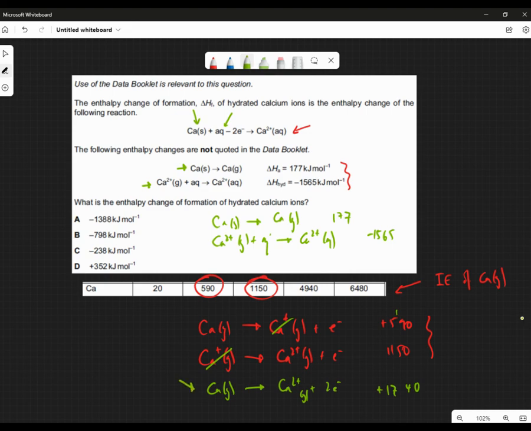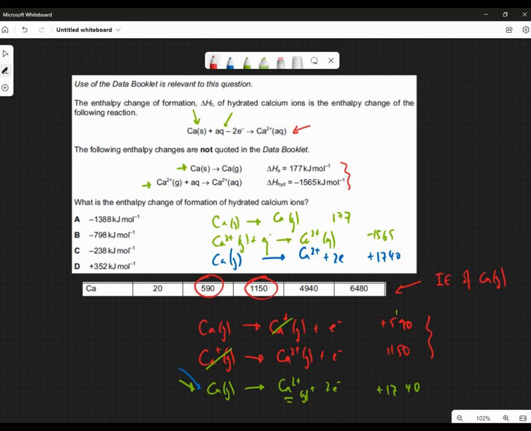And now I'm going to use my friend here, the one I've just found out. Now, what do I want to cancel out? I want to cancel out my Ca2 plus. So I just write it as it is, actually. I hope I'm getting this right. Ca gas gives me Ca2 plus 2 electrons. And I found out this is plus 1740. Now let's add it all together.